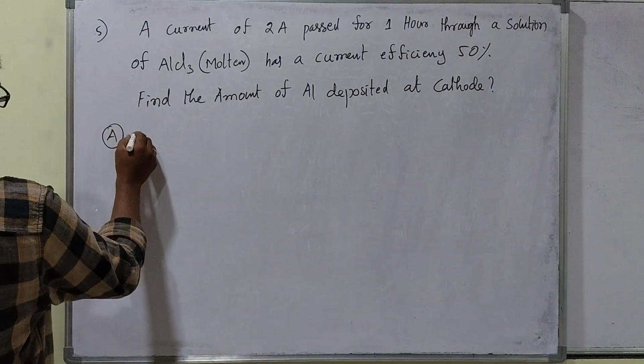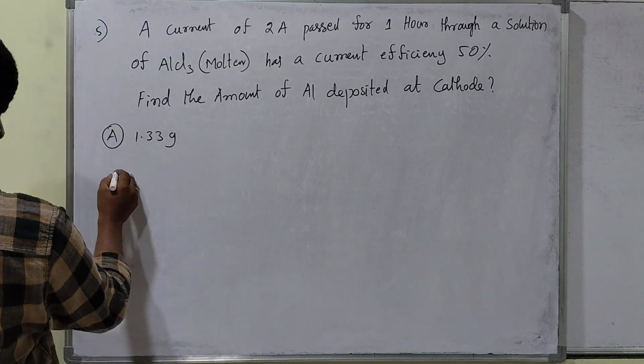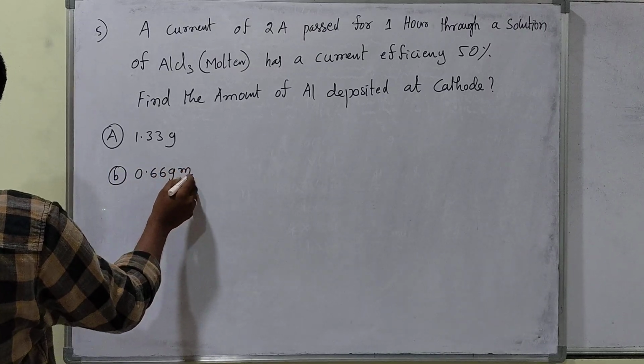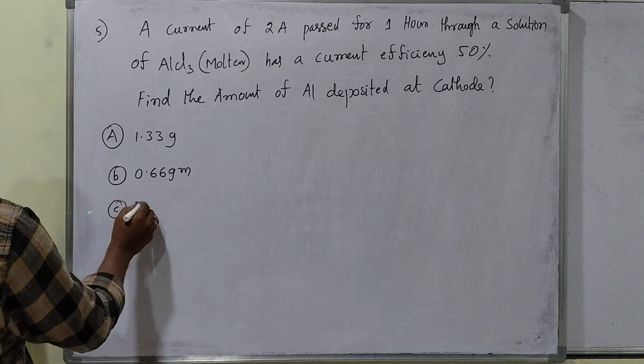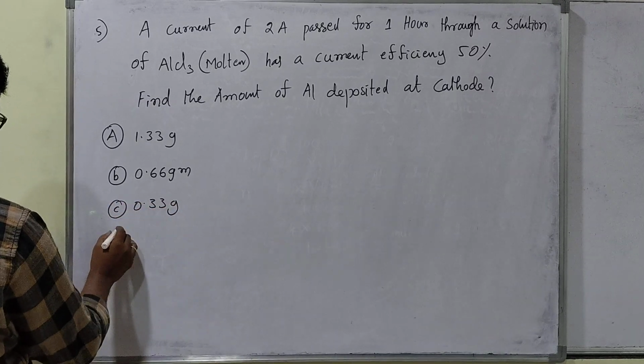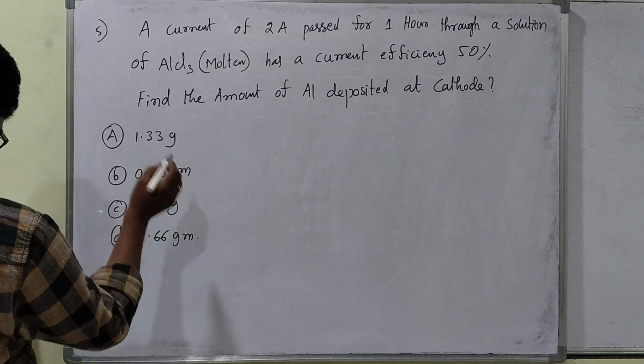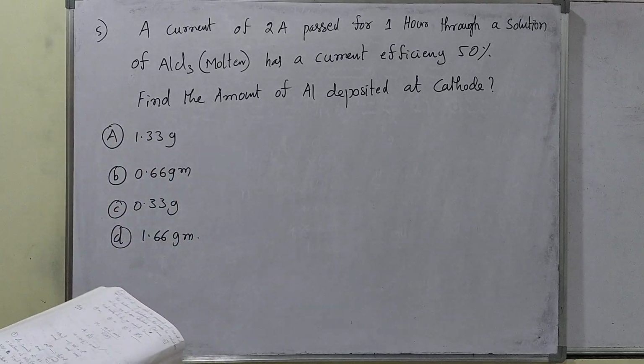Options are given. A is 1.33 grams, B is 0.66 grams, C is 0.33 grams, and D is 1.66 grams. Clear, my dear students? Right.